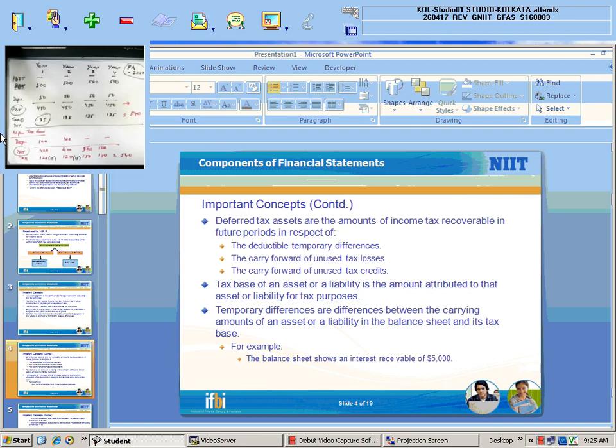Remember, an entity will settle its liabilities and recover its assets eventually over time, and at that point the tax consequences will crystallize. For example, if a machine has a carrying value in the financial statements of 5 million and its tax base is 2 million, that means for tax purposes only 2 million will be allowed as depreciation charges. Then there is a taxable temporary difference of 3 million.